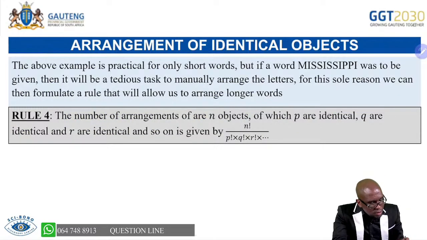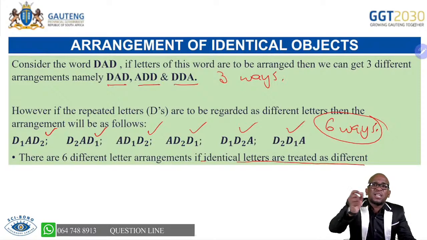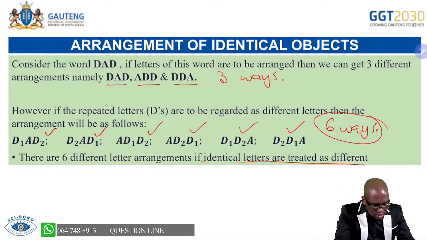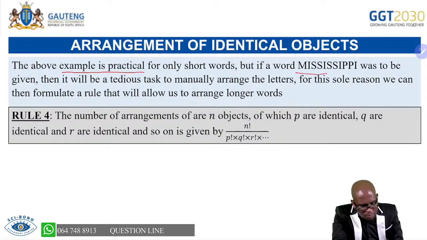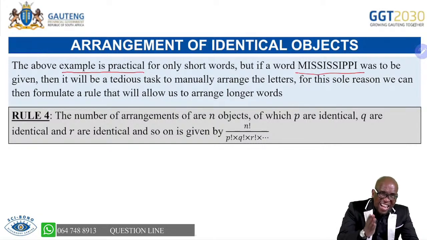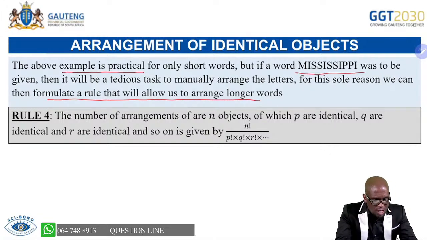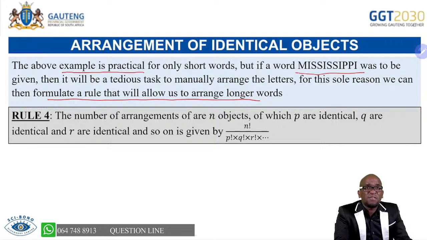Now, in the above example, it was only practical to say we have 6 ways, because we can physically write down those arrangements. But once we start having a big word like Mississippi, then it becomes difficult for us to write it down as individual arrangements that we can actually count at the end. So for that, we will formulate a rule that will allow us to arrange letters if we have much longer words.